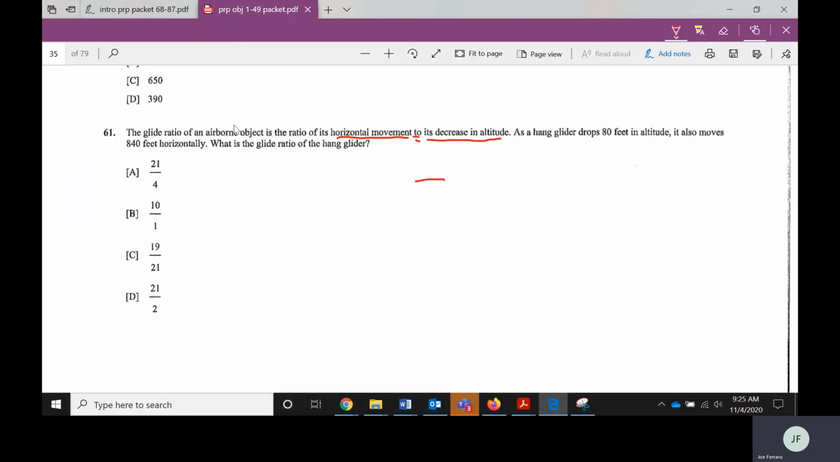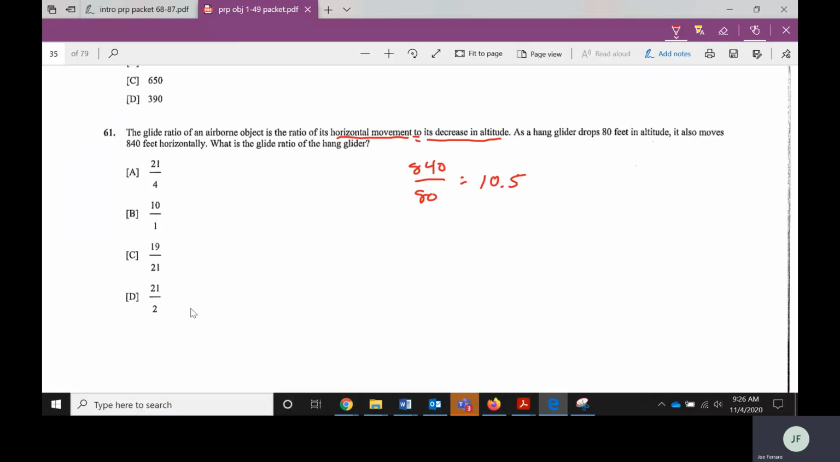It says it also moves 840 feet horizontally. Well, that's what it says for the first. They want horizontal movement on the top, so that is the 840. And then the decrease in altitude is 80. So again, if we're going to do this the decimal way, we take 840 divided by 80, which gives me 10.5.